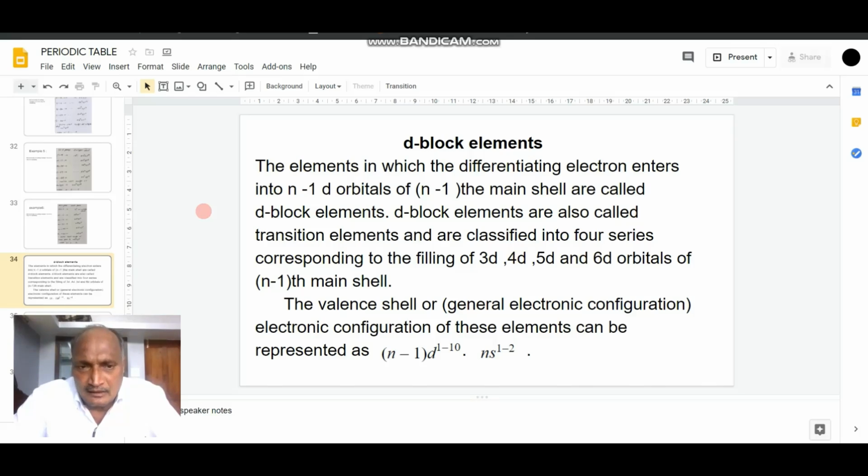D block elements are also referred to as transitional elements, as these elements receive the valency electron into the penultimate orbital, that is one orbital before the nth orbital. Hence, d block elements are also called transitional elements and are classified into 4 series.